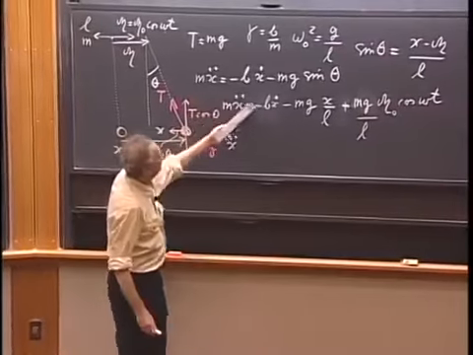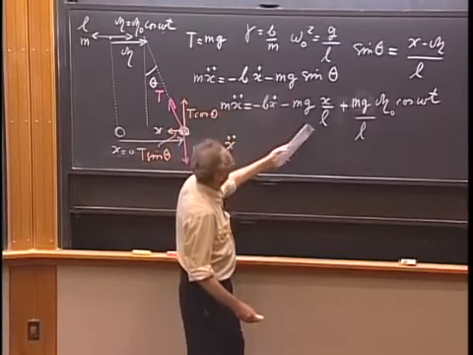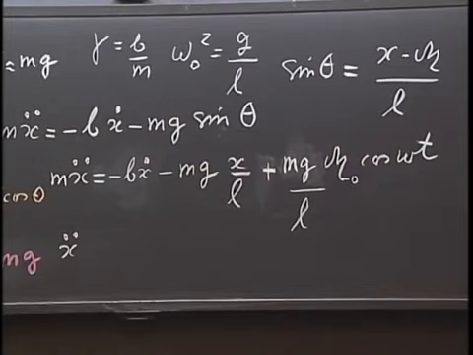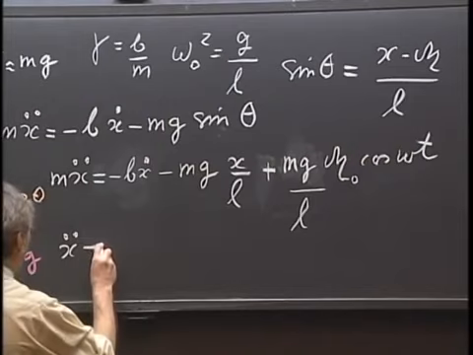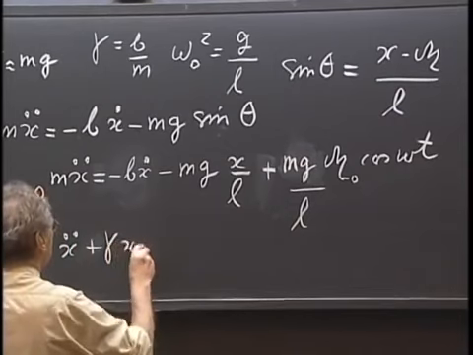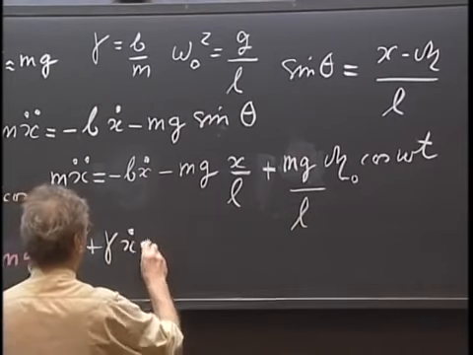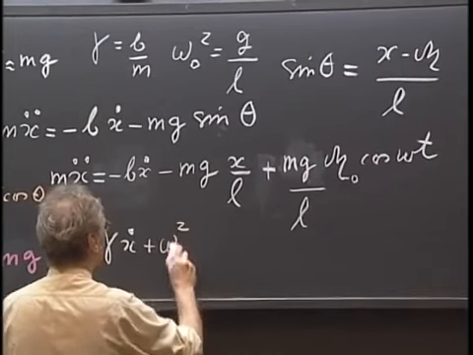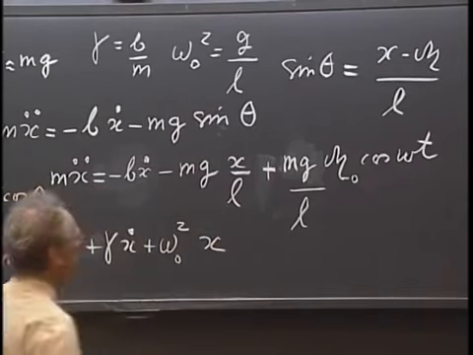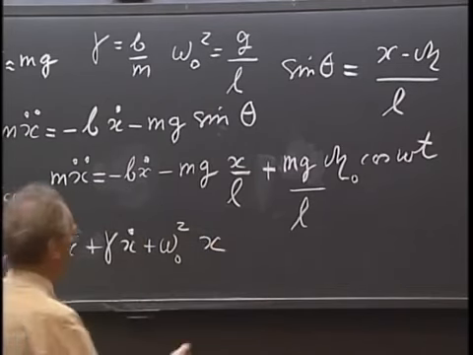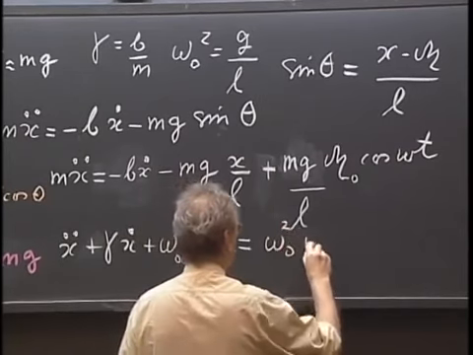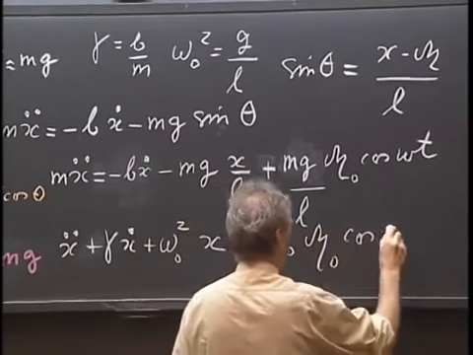m x double dot minus b x dot minus mg x over L, and then the minus and the minus becomes plus. All right, try not to sleep. So x double dot, now we get plus gamma times x dot, and now we get plus omega 0 squared times x, because g over L is omega 0 squared. So I divide the m out, and now I get equals omega 0 squared times eta 0 times cosine omega t.